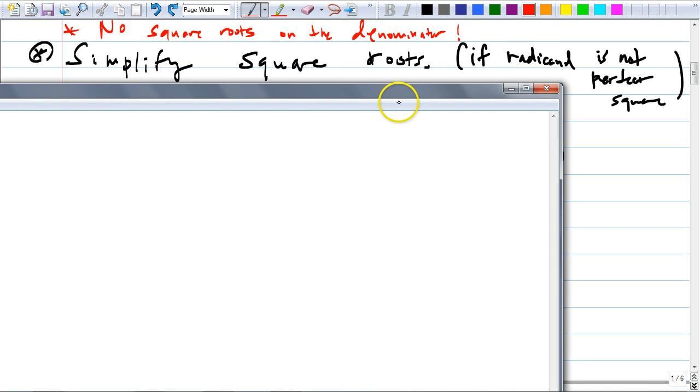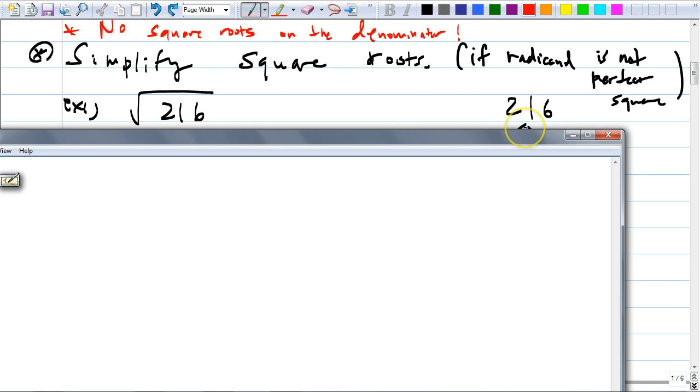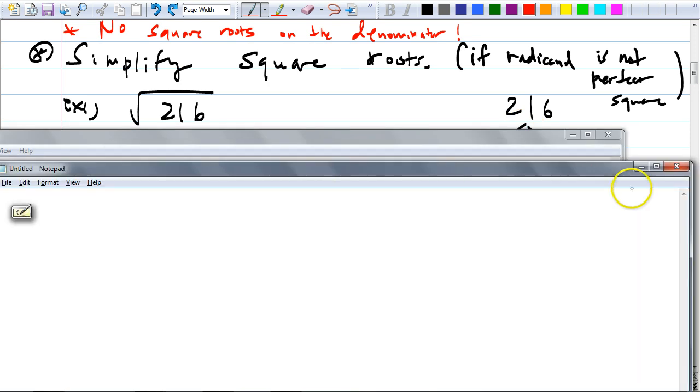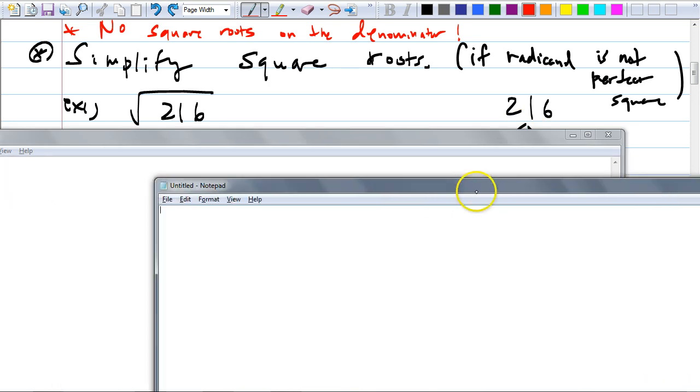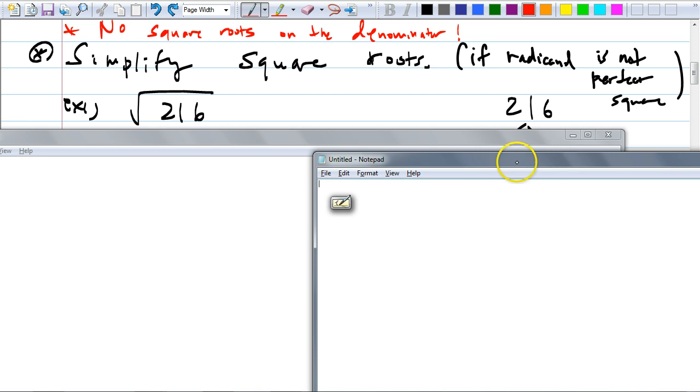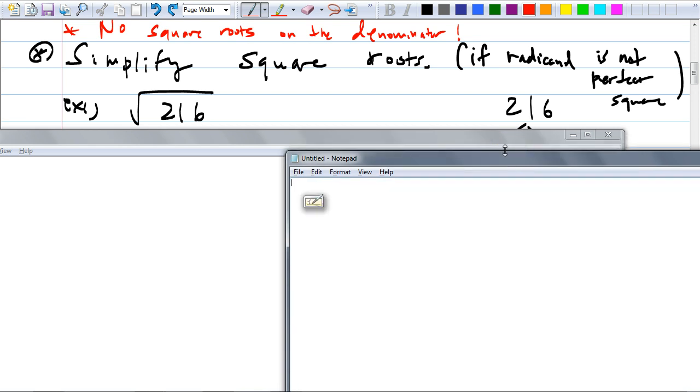All right, so let's do some examples. It says simplify square roots, and of course, we're going to give you irrational ones now, okay? Because before we gave you where the radicand is a perfect square. Now, the radicand is not a perfect square. 216 is not a perfect square. So how do we deal with something like this? Some of you were asking me this, right?